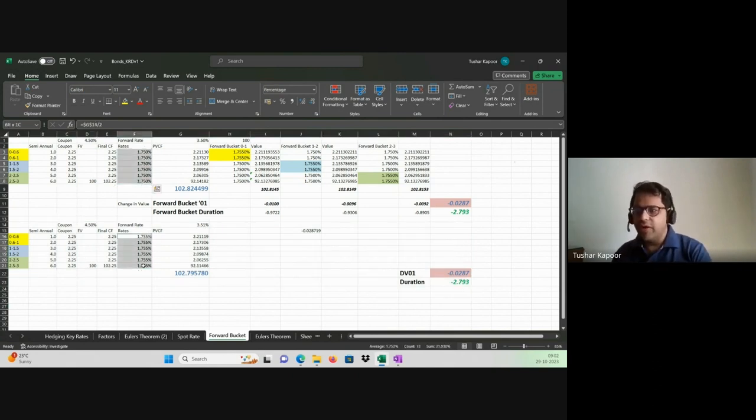A parallel shift of 0.5 basis point or half a basis point parallel shift up or down, right? This is reflecting. In fact, it is reflecting up. So when we are talking about parallel shift, which is reflecting your duration and DV01, these numbers are this. But if we do the same thing across a forward bucket with the KRs, so I get minus 0.027 and minus 2.73793, which is exactly matching.